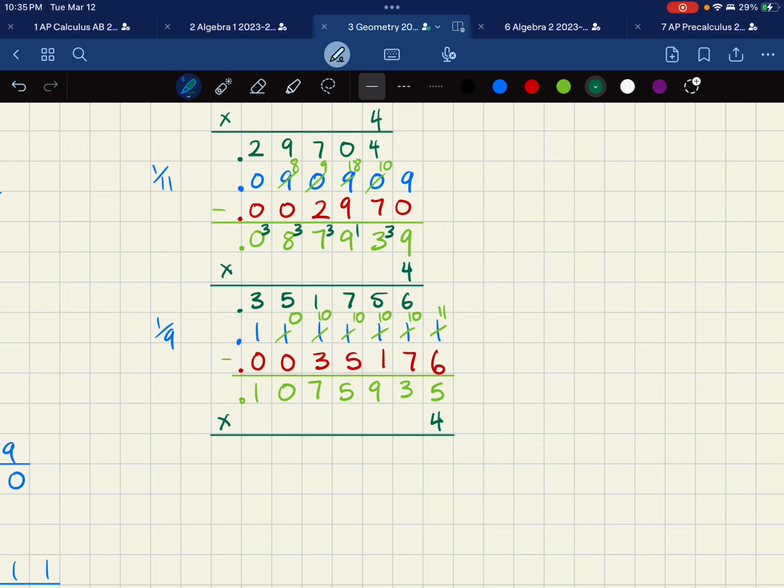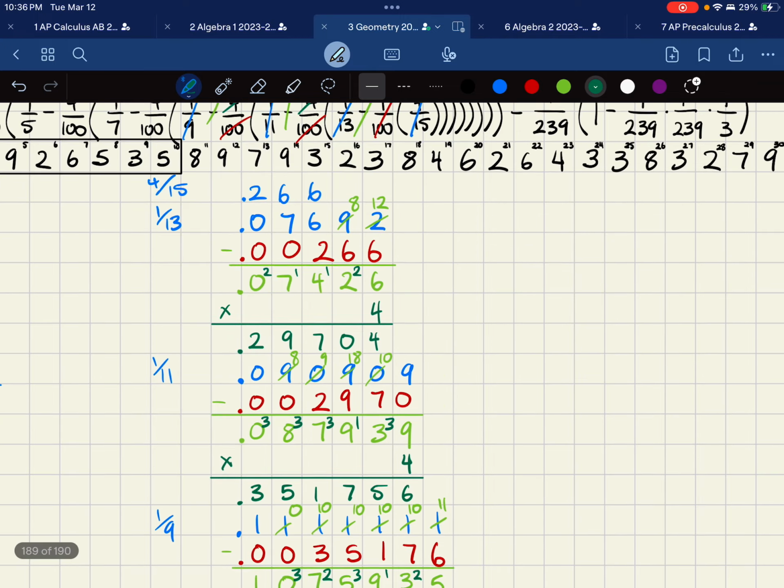So multiply by 4. What do we have? 4 times 5 is 20. 4 times 3 is 12, 13, 14. 4 times 9 is 36, 37. 4 times 5 is 20, 23. 4 times 7 is 28, 29, 30. 4 times 0 is 0, plus the 3. 4 times 1 is the 4. I get that 0.43033740. Okay, nice. So check that off.